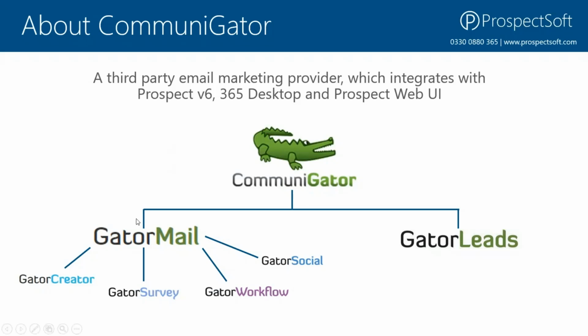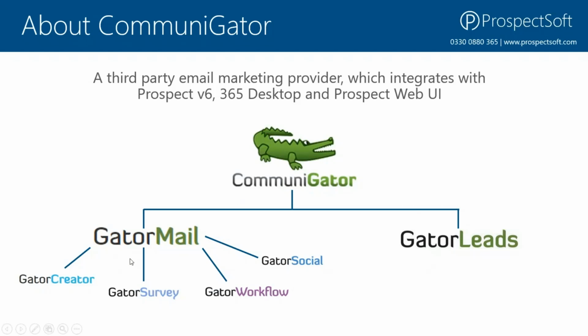And they have two core product offerings. They have Gator Mail, which is their email marketing side, which I'm showing you today. But they also have Gator Leads, which is a B2B IP tracking tool. So that will track B2B IP addresses, a bit like Google Analytics, if you need a comparison there, but it actually targets who's been looking on your site and things like that, which is quite interesting.